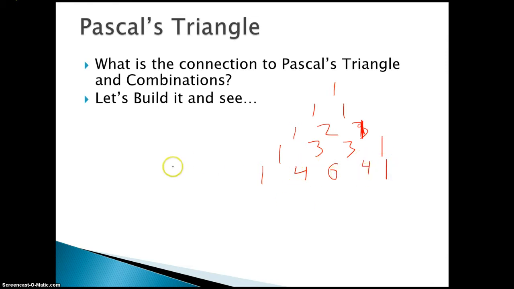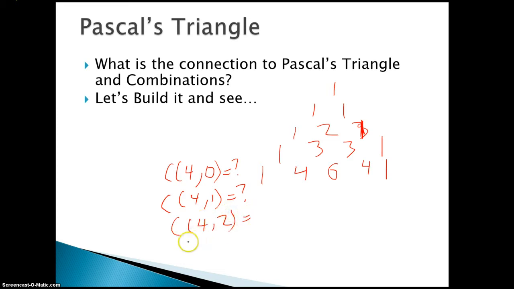Now just humor me here with your calculator. Do the combination of 4 things 0 at a time. What do you get? How about the combination of 4 things 1 at a time? How about 4 things 2 at a time? Or 4 things 3 at a time? Or 4 things 4 at a time?